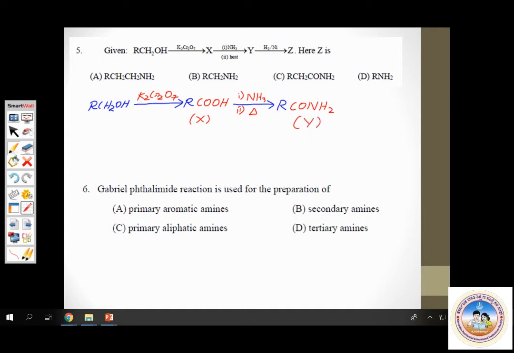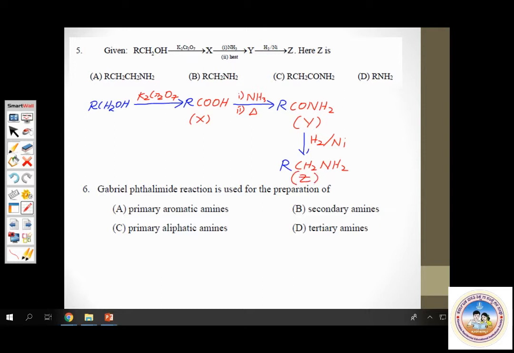Then you are subjecting it to catalytic hydrogenation. Very simple. You are treating it with hydrogen in presence of nickel catalyst at high temperatures. So what do you get? The CO part becomes CH2. R remains as it is, R doesn't change. From the beginning it's the same. The CO part becomes CH2, so CH2NH2. Yes. This is your compound Z.